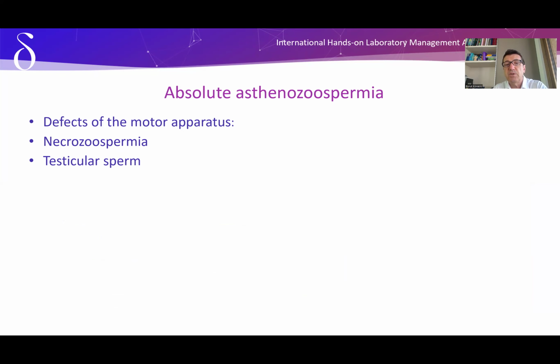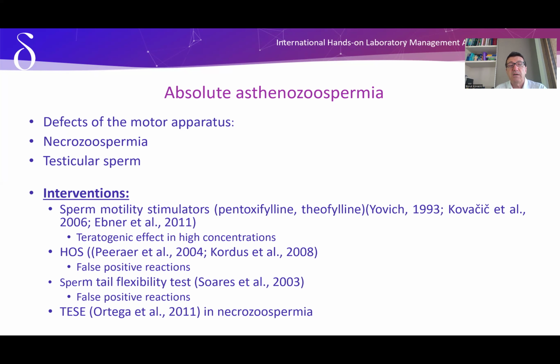Absolute asthenospermia is the case with no motile spermatozoa. There are different reasons for such a situation. It can be necrozoospermia, but it can also be a defect in the motor apparatus, and also testicular sperm are usually totally immotile. What are the possible interventions?